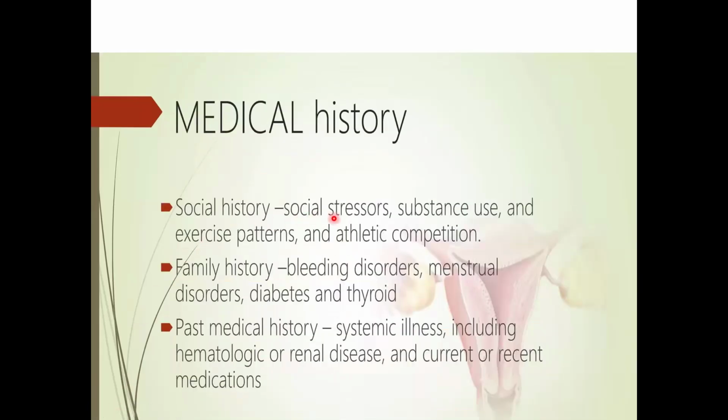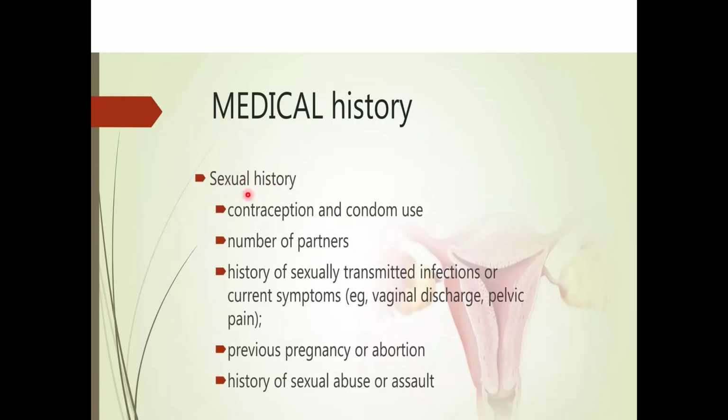Similarly, social history like social stressors, substance use, exercise patterns, and athletic competition should be taken. Family history of bleeding disorder, menstrual disorder, diabetes, and thyroid disease should be taken into consideration. In the past medical history, symptomatic illness, including hematological or renal disease, and current or recent medication should be kept in mind. In the sexual history, ask about contraception, whether they use contraception or condoms, number of partners, history of sexually transmitted infection or current symptoms like vaginal discharge, pelvic pain, previous pregnancy or abortion, and history of sexual abuse or assault should be taken clearly.